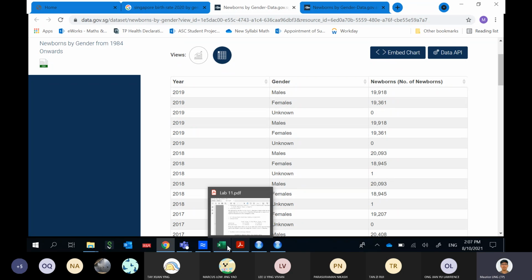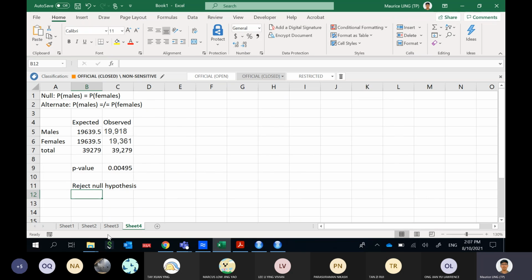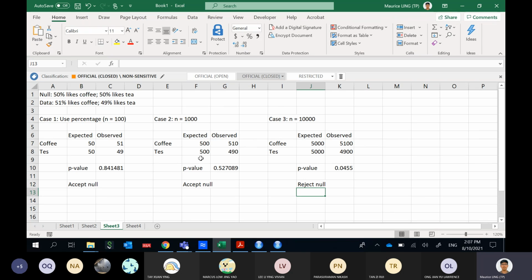Very important, never use percentage. Worse if you use ratio. Please don't make this mistake.